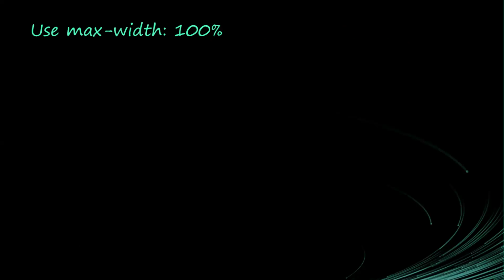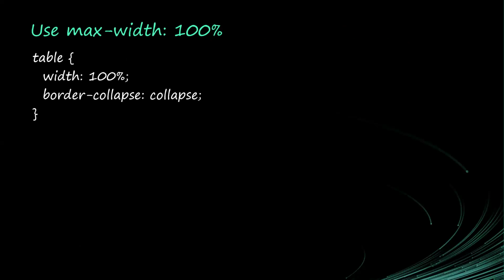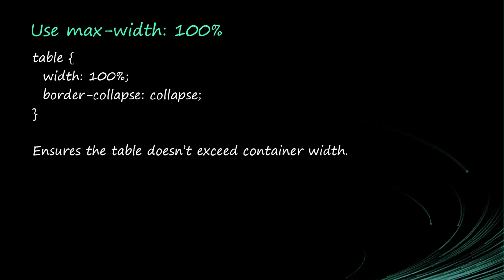You can use max-width as 100% so that the width of the table will not go beyond the width of its container. And you can give it a border-collapse of collapse. This ensures that the table doesn't exceed the container width. I'm just bringing this to your notice. If you don't understand it, no problem. Also, transform rows into cards on small screens.